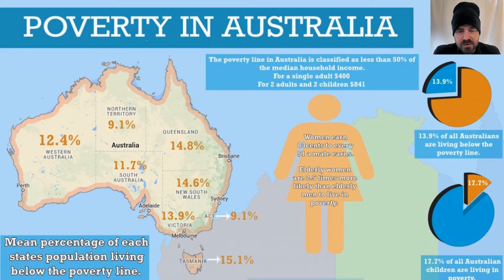Here's another interesting little infographic showing you poverty in Australia. So there you go. For 2 adults and 2 children, that's a household income of less than $841 a week. Now, if you were living in Sub-Saharan Africa or India, that'd probably be heaps of money, but in Australia, you wouldn't call it heaps of money. You'd be in relative poverty.